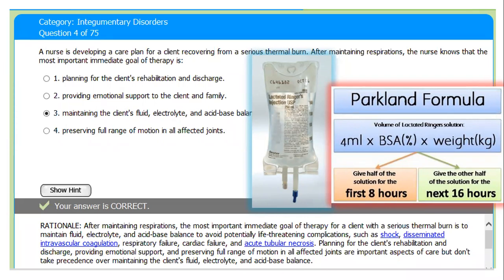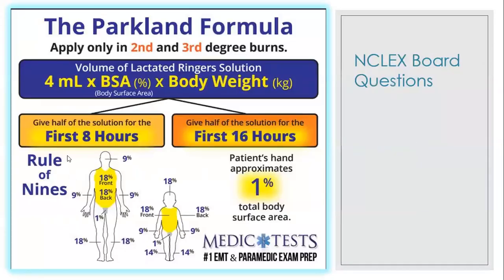Body weight is the mass of a person in kilograms, and body surface area is the percentage of the total burn surface area of the body. So what is the total amount? Half of the solution is given in the first 8 hours, and the other half over the next 16 hours. The Parkland formula uses the rule of 9 to calculate the burn replacement amount.